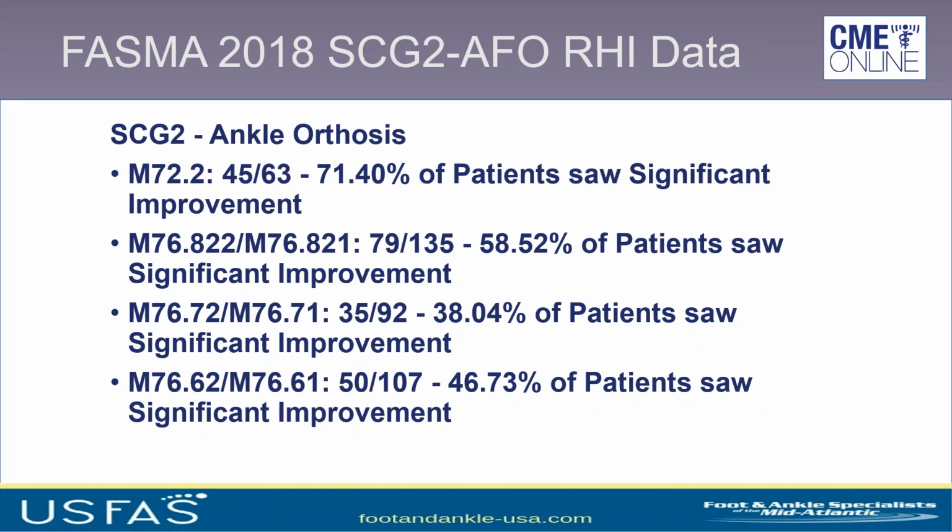The M76.822 and 821 is posterior tibial tendinitis. You'll see that we had a 58.5% improvement for significant improvement on those patients. So clearly something's up with the ankle foot orthosis related to PT tendinitis. The next one was peroneal tendinitis. We only saw 38% improvement on patients with peroneal tendinitis. And then the next one was Achilles tendinitis, for these patients, 46.73% saw a significant improvement.